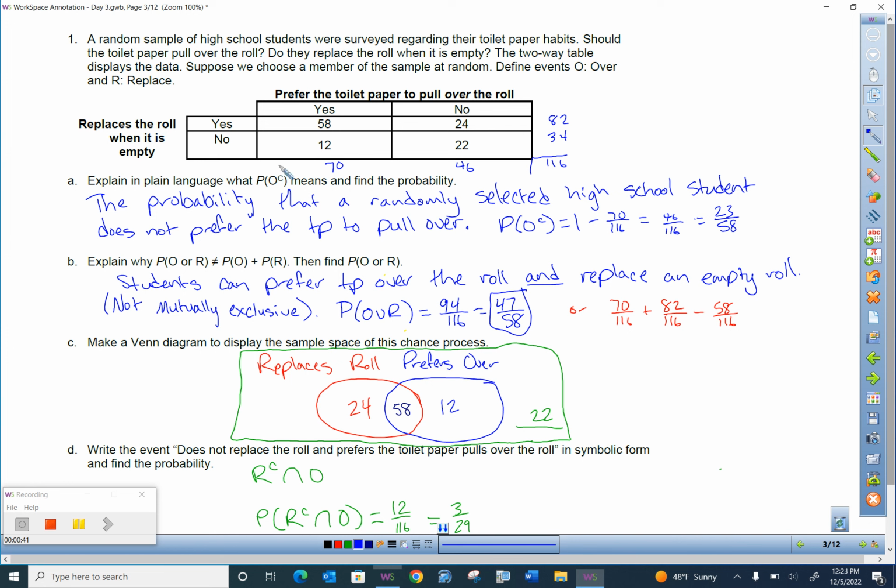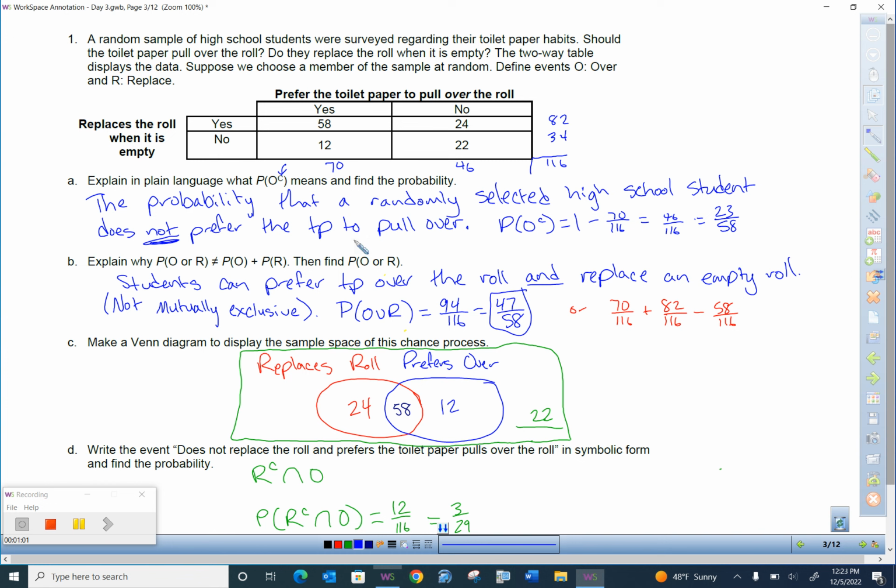Okay, if you recall, this C means complement, or everything except for. So this says everything except for O, or that O means prefer the toilet paper to pull over the roll rather than under. So this is the probability that a randomly selected high school student does not prefer the toilet paper to pull over the roll.